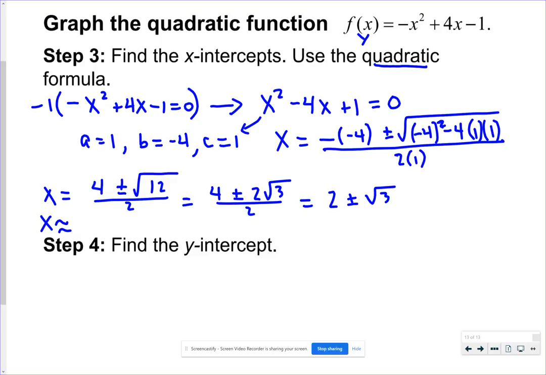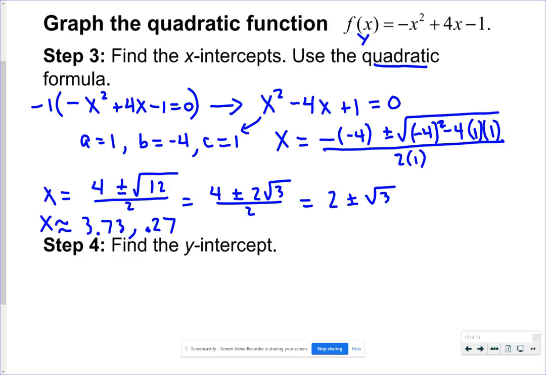2 plus the square root of 3. I'm going to grab my calculator and do that. 2 plus the square root of 3 is 3.73, and that's almost 3 3/4. And then 2 minus the square root of 3 is about, it rounds to the nearest hundredth, 0.27. So about 1/4.